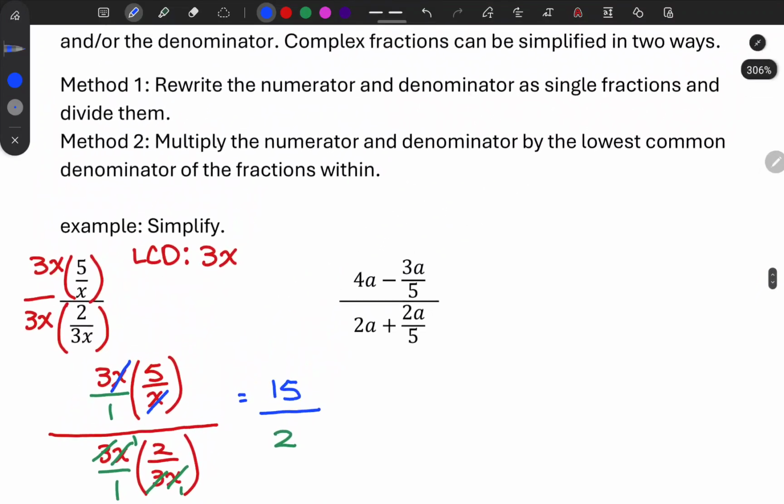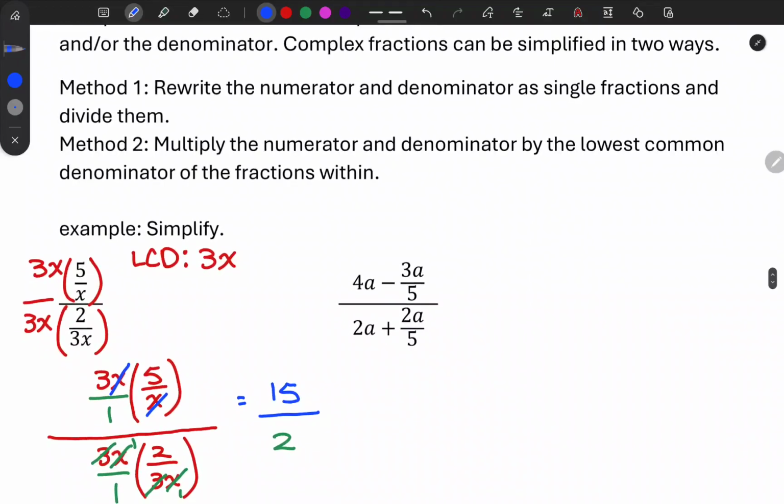So back to our two methods. Method 1 is rewrite this as a division problem rather than having a giant fraction. Method 2 is look for the lowest common denominator of the fractions within the expression and multiply everything in the numerator and denominator by those. Let's take a look at both methods for example 2 as well.